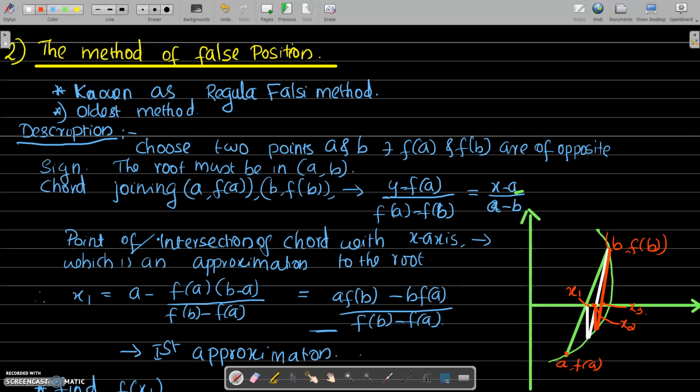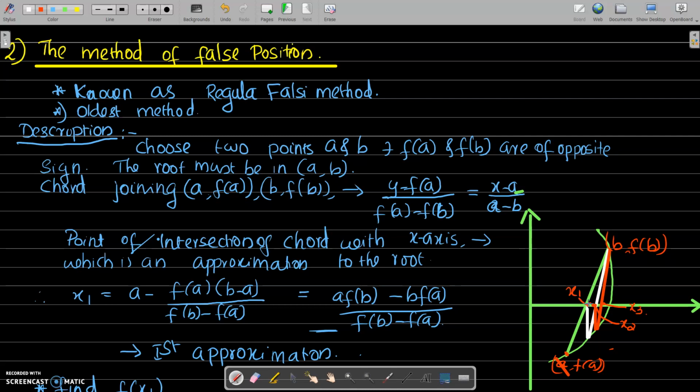So draw a chord joining these points. This green line, the straight line segment, is the chord. Then the equation of the chord is given by y minus f of a divided by f of a minus f of b equal to x minus a divided by a minus b. The point of intersection of the chord with the x-axis.